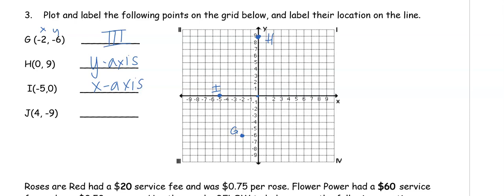And then for J, you have 4, -9. So we're going to move to the right 4 and down 9. Okay, this is in quadrant 4. Okay, so remember, you always have to move left or right before you move up or down.